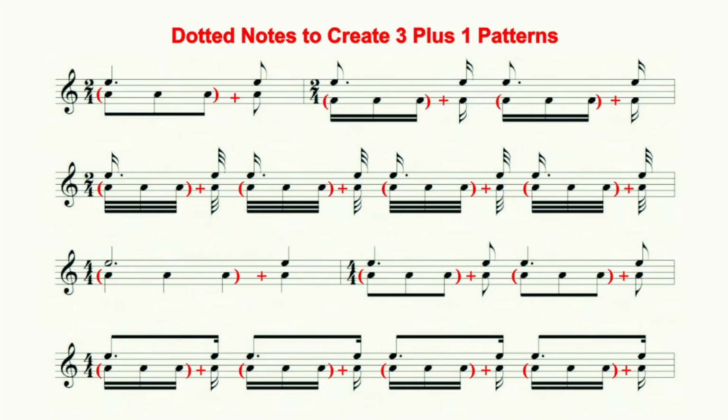In the case of the dotted quarter followed by an eighth, the dotted quarter is sounded and then held through the first 3 eighth notes, followed by a sounding of an additional eighth note. As played on the piano, this sounds like.